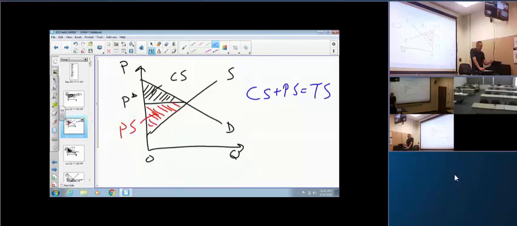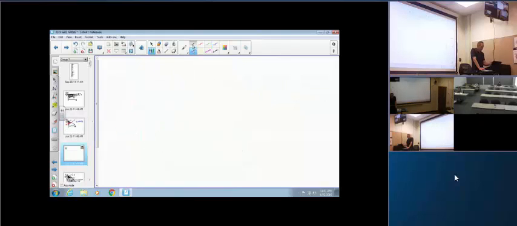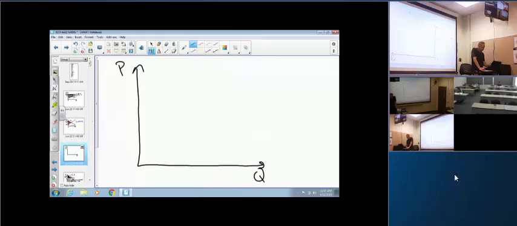All right, where does that leave us? Well, now we need to consider what happens with imports. And to do that, we need to look at our price, our quantity, our zero. Let's talk about the market for bed sheets.